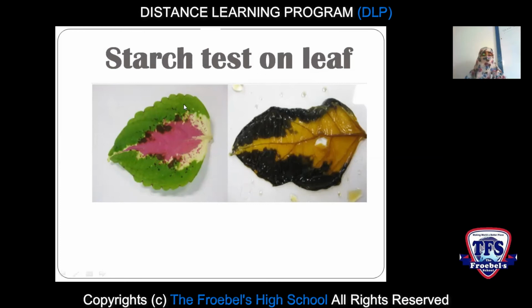So for testing starch, we need a leaf. Put a few drops of iodine solution on the leaf. The part which contains starch will turn blue-black, and the part which does not contain starch will remain yellowish-brown. So you can see this part which turned blue-black. That means it contains starch. Starch is present in this part of the leaf.